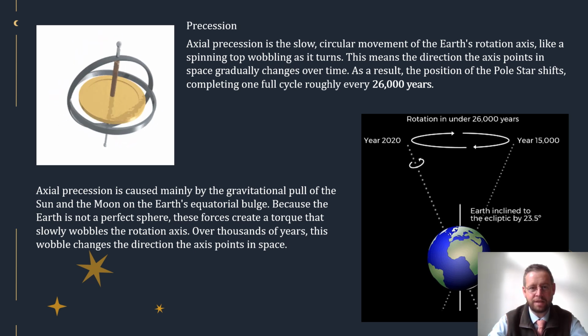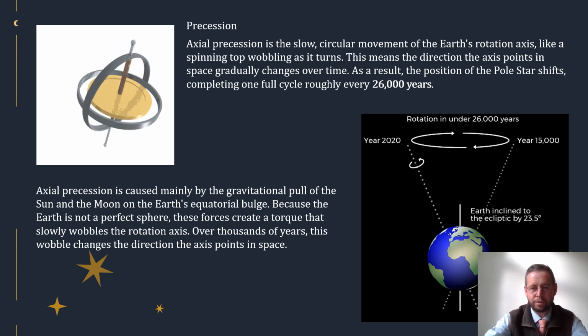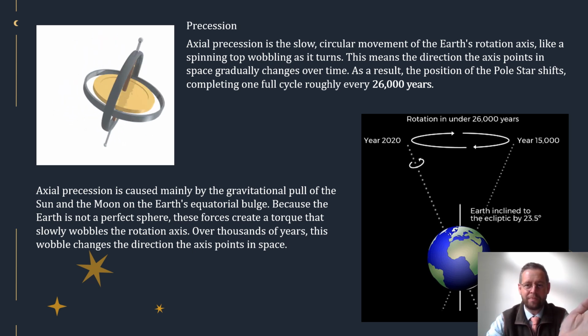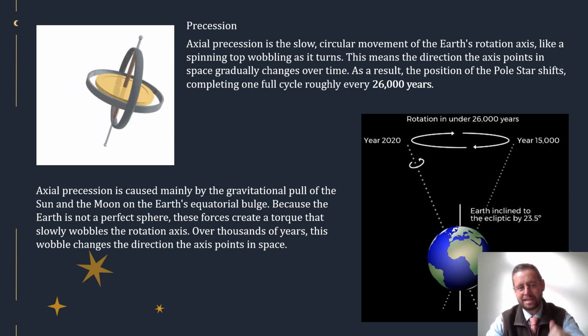Over thousands of years, the axis has actually gone through a complete rotation. At some point, it would be pointing over here, and then a good number of thousands of years later, it would be pointing over there when it's on that same side. Now, this is called precession.